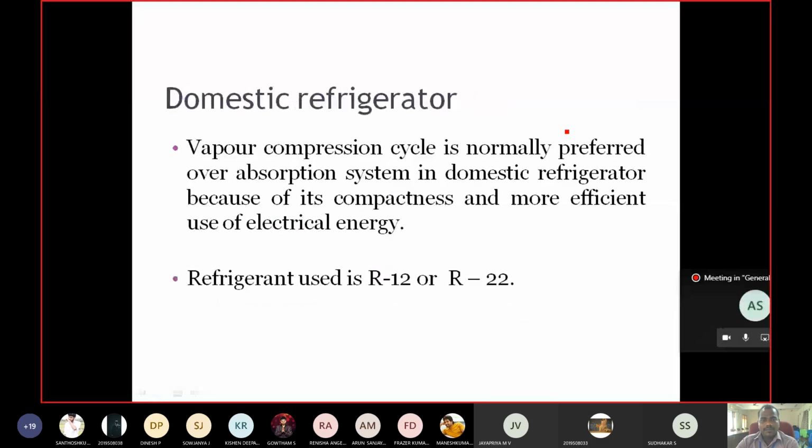So the domestic refrigerator, which we are using in our home, is compared here. Normally the VCR, vapor compression cycle, is preferred over the absorption system in a domestic refrigerator because of its compactness and more efficient use of electrical energy. So normally our home refrigerators work with this VCR system. The refrigerant used in a domestic refrigerator is R12, maybe R22.